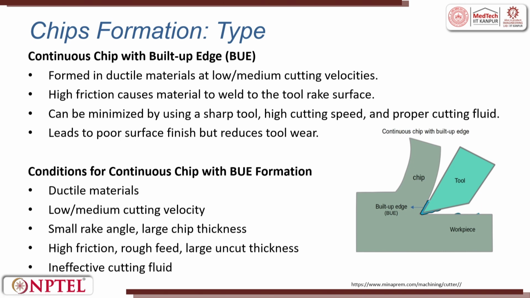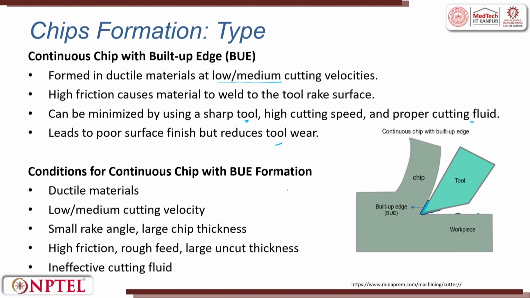What are built up edges? These are built up edges. As I said, there is a welding of the chip material to the tool. They form in ductile materials at low and medium cutting velocities. High friction causes the welding on the rake face. It can be minimized by using a sharp tool, high cutting speed and proper cutting fluid, which reduce the formation of built up edge. It leads to poor surface finish and sometimes it forms a cover. The moment it forms a cover, it prevents the tool from wearing out.